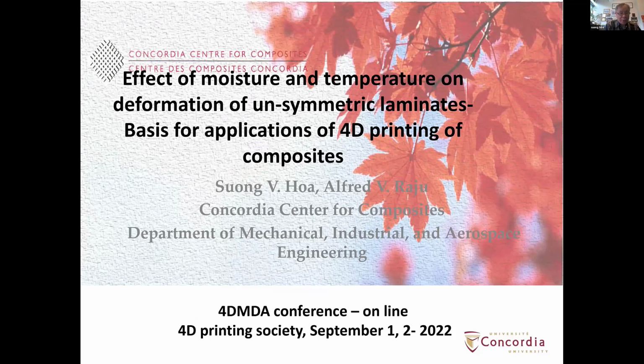So the title of my presentation is Effect of Moisture and Temperature on the Deformation of Unsymmetric Laminates, and is the basis for applications of 4D printing of composites. Myself and my master student, Alfred Raju, we come from the Concordia Center for Composites at the Department of Mechanical, Industrial, and Aerospace Engineering at Concordia University, Montreal, Canada.